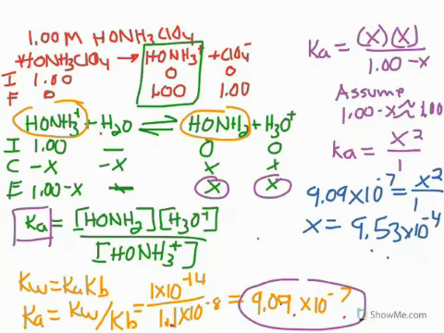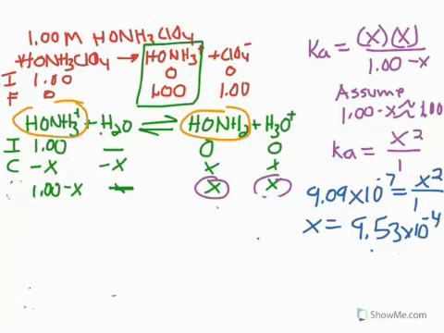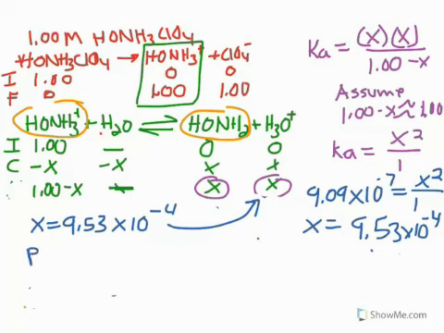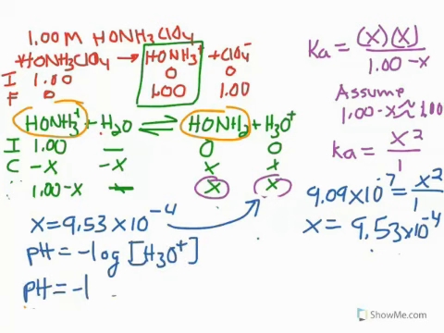I'm going to have to do some erasing here. Hang on. x equals 9.53 times 10 to the minus 4, and that's our concentration of H3O plus. So pH equals the negative log of the concentration of H3O plus. This is pretty easy. So pH equals the negative log of 9.53 times 10 to the minus 4. It's almost 10 to the minus 3, isn't it?